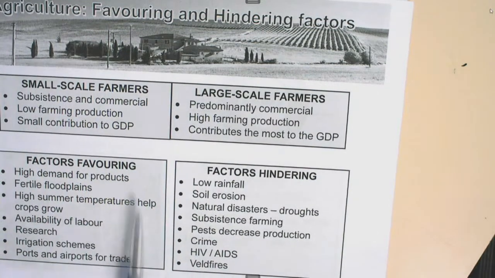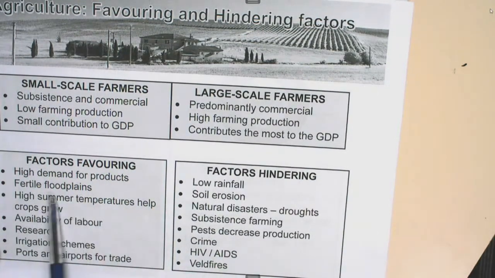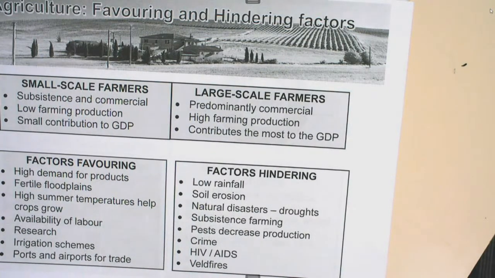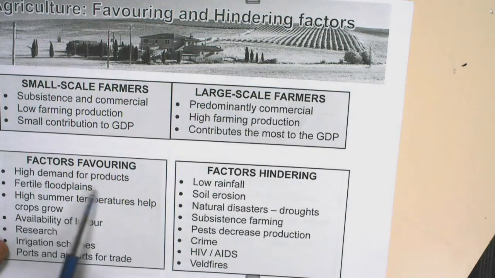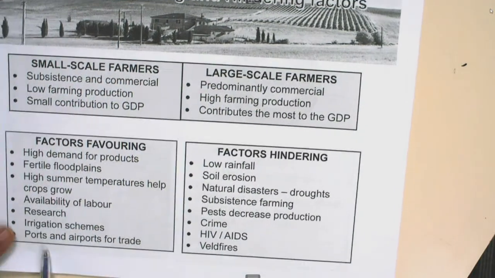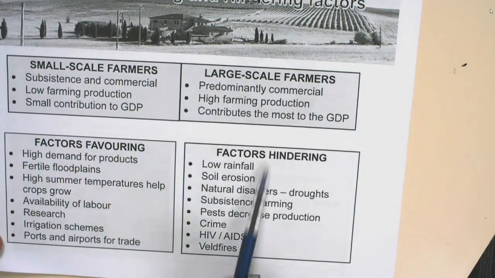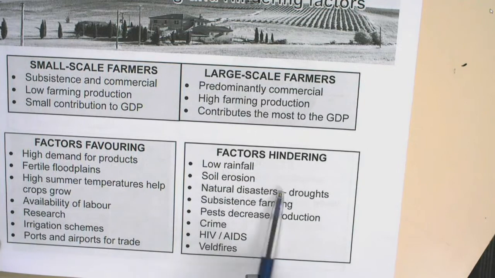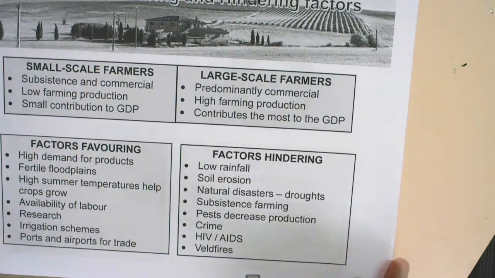These are the factors that favor agriculture. The first one is supplier of employment, both directly and indirectly, high demand for products, fertile floodplains, high summer temperatures help to grow, availability of labor, research, irrigation schemes, ports and airports. Factors hindering: low rainfall, soil erosion, natural disasters, pests, HIV and AIDS, fires.